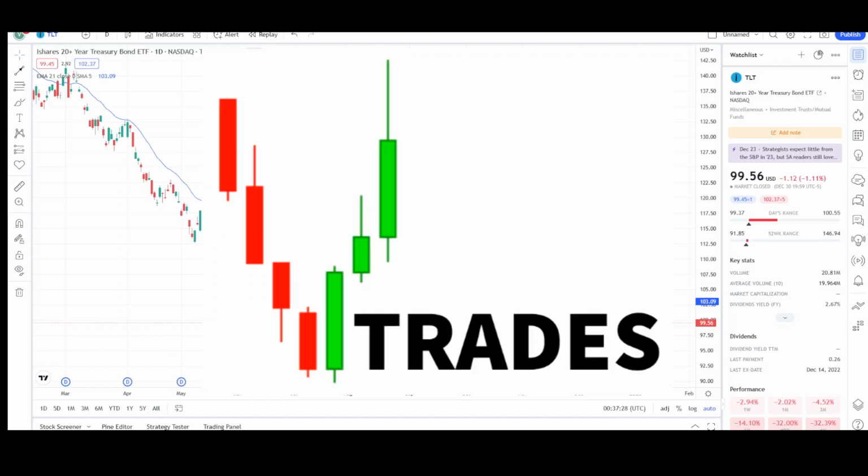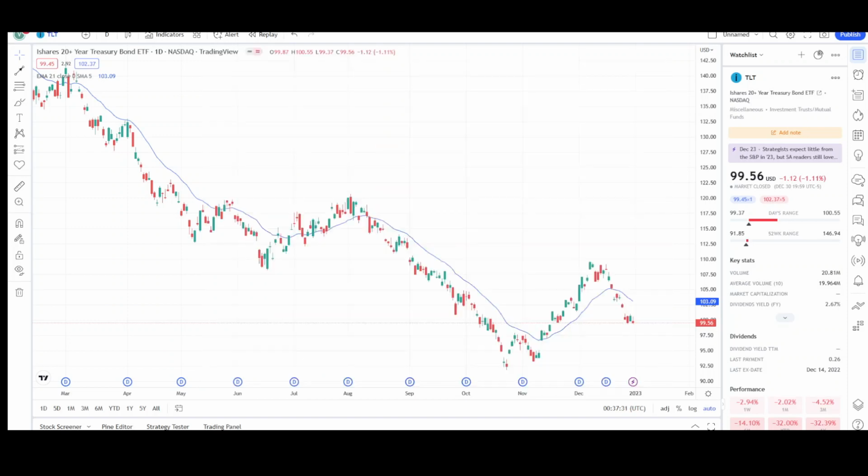What's up, traders? This is Vee Trades, and today I'll be doing a technical analysis breakdown for the iShares 20-year Treasury bond ETF with the ticker symbol TLT.